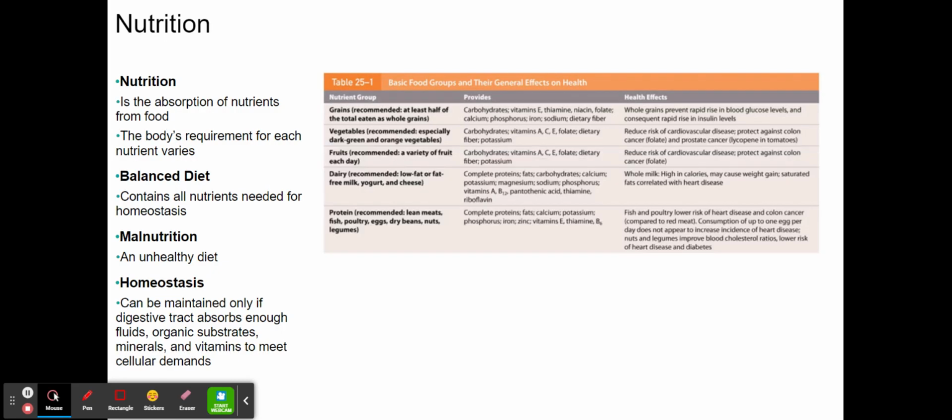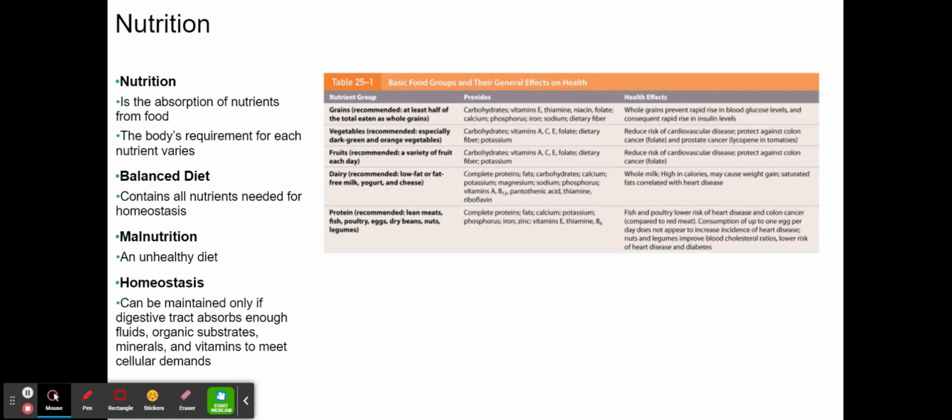The post-absorptive state can be maintained for a considerable period. For homeostasis to be maintained indefinitely, however, the digestive tract must regularly absorb enough fluid, organic substrates, minerals, and vitamins to keep pace with cellular demands. The absorption of nutrients from food is called nutrition. The body's requirement for each nutrient varies from day to day and from person to person. Nutritionists attempt to analyze a diet in terms of its ability to meet the needs of a specific individual.